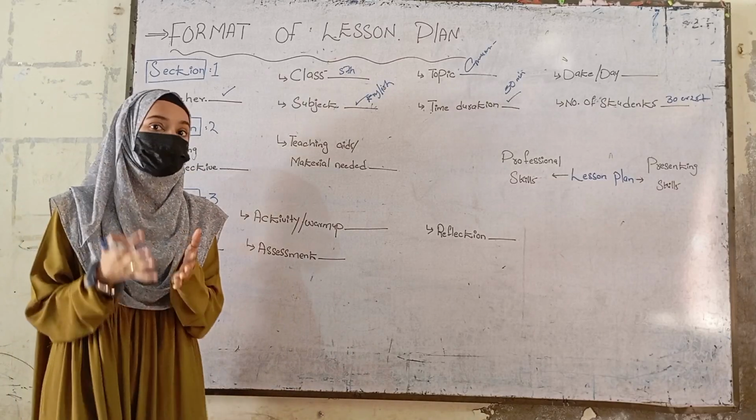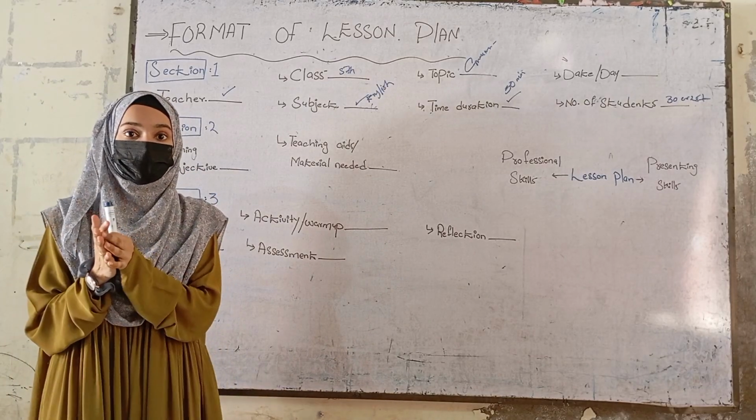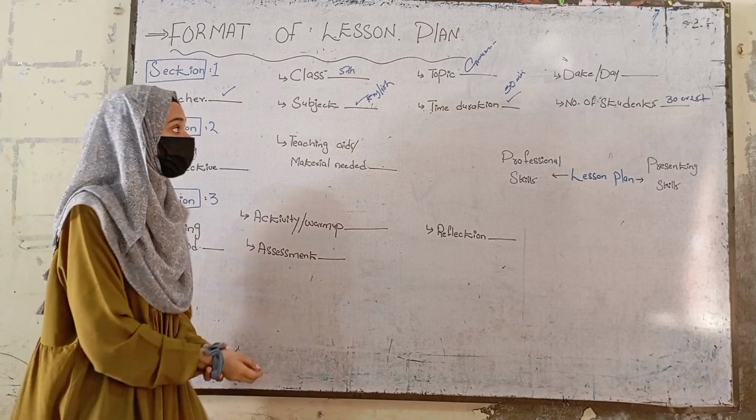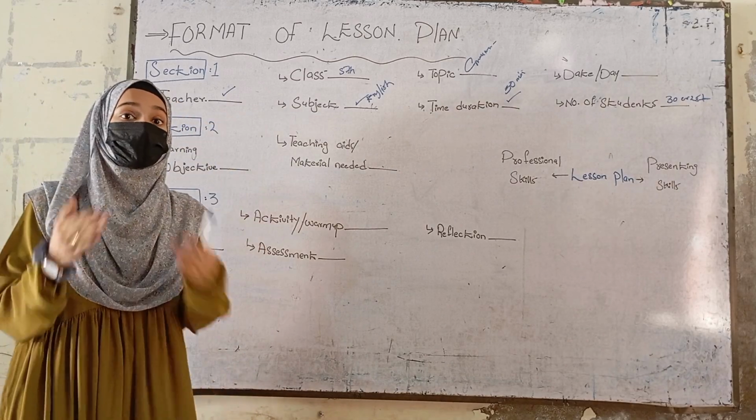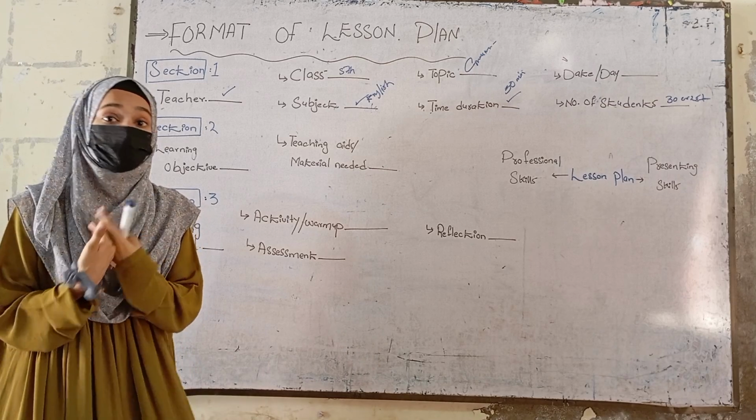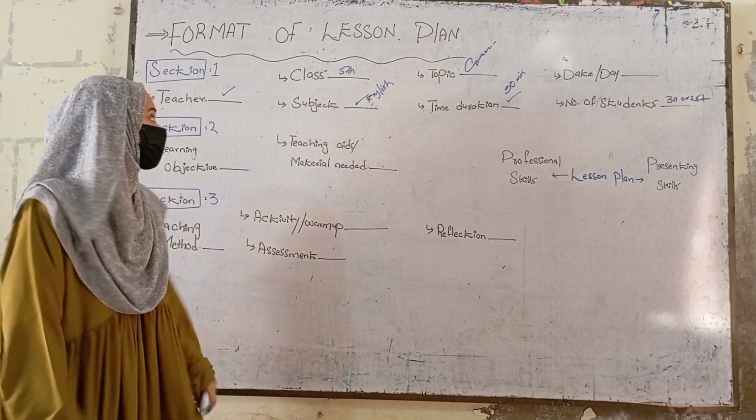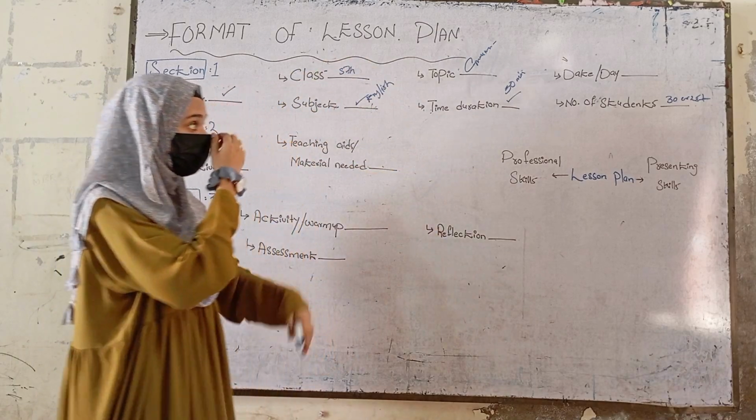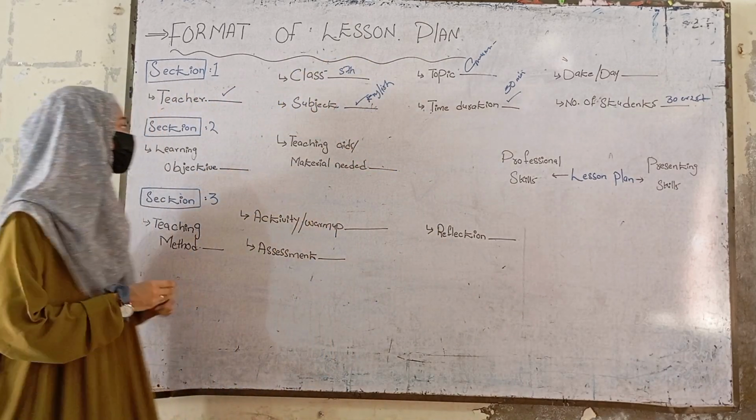After this, sections 2 and 3. Section 2 is related to the planning of the teacher: what and how the teacher is planning the lesson plan, like which objectives the teacher has planned and which material the teacher has planned to arrange or use in their methods, and so on. So let's move to section number 2.